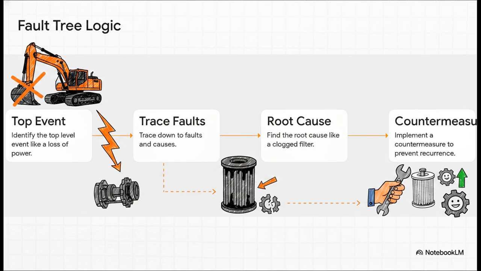Let's say a machine lost power unexpectedly. Then you trace the faults backward to find the root cause. Maybe a clogged filter caused a power supply failure. Finally, you implement a permanent countermeasure, like scheduling a monthly filter cleaning. We track down these root causes before a real accident actually occurs.